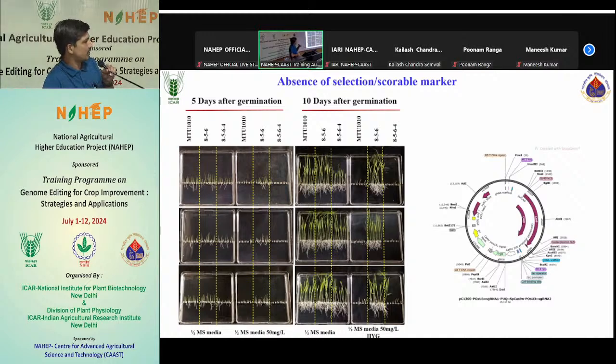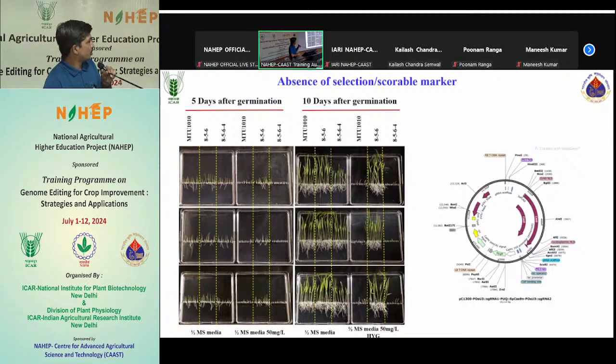In this vector I used the selection marker HPT2, hygromycin phosphotransferase 2. The parent background which I have used is MTU 1010, a mega variety. This is the DST line which I got Cas9 positive. As I told, from this line I got Cas9 negative in T2 generation. So what I did, I grew all these three lines in half MS media as well as half MS media with hygromycin.